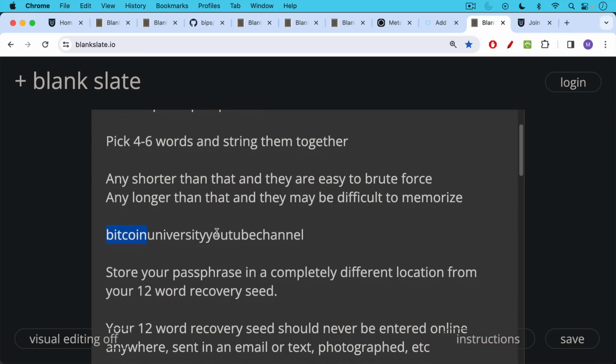Store your passphrase in a completely different location from your 12-word recovery seed. You can try just keeping your passphrase memorized, but I think this is quite dangerous if you get hit on the head or die suddenly or something like this.